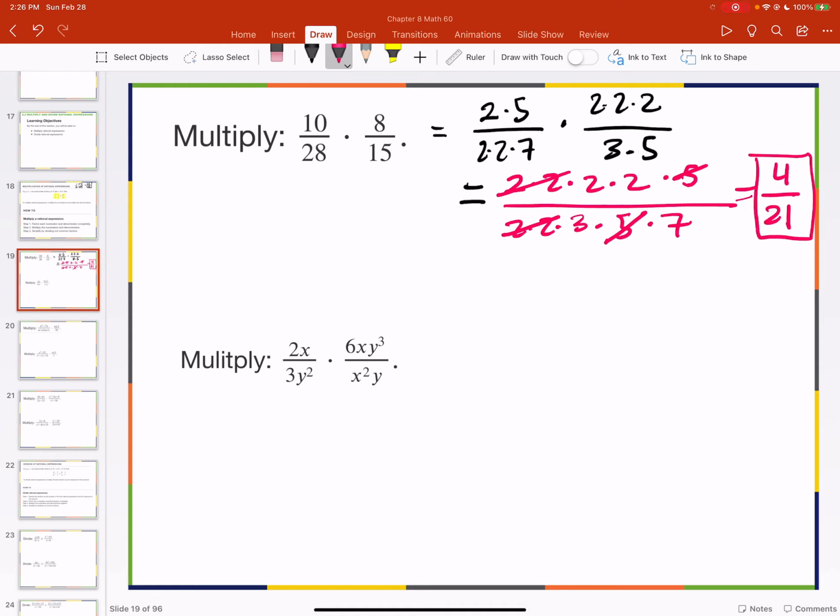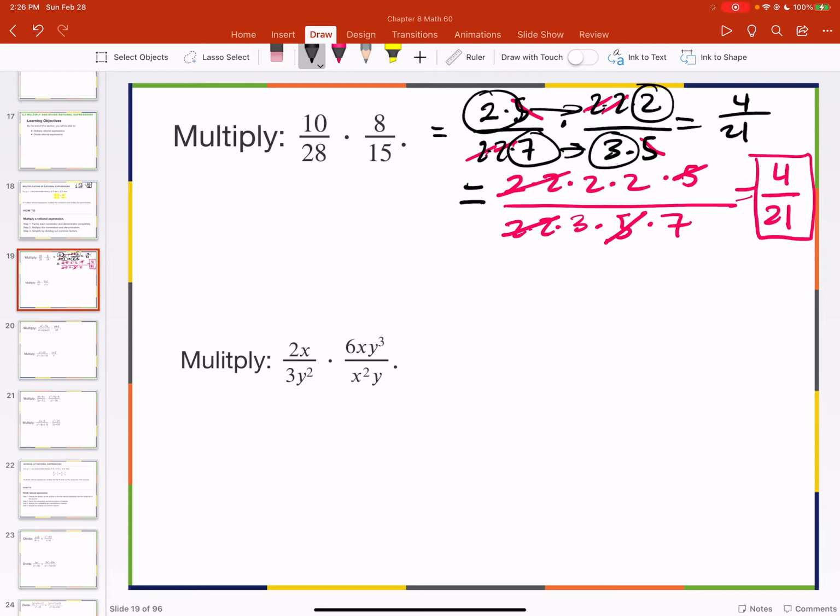Okay, so sometimes people ask, well, can I cancel diagonally? Just like I said, you can cancel diagonally. These 2's cancel, these 5's cancel, and then your product is still the same, what's left over. So you would still have 4 over 21, just so you know.